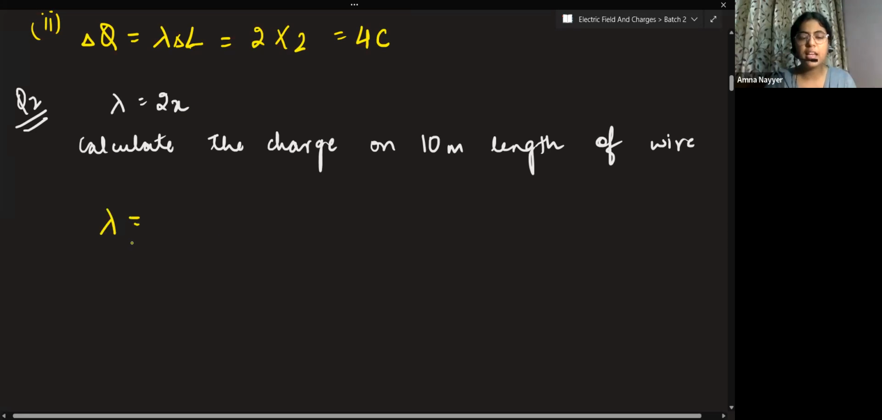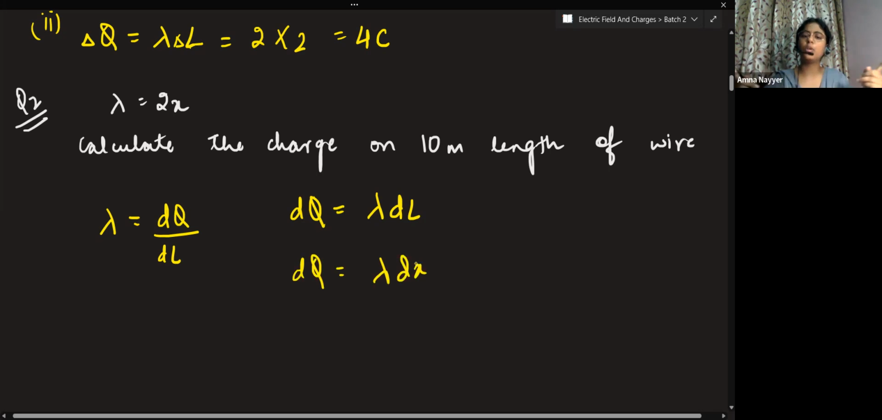So it means we have to consider dq over dl. We can calculate lambda, we have it. We have to find the charge. So dq will be what? Lambda dl. All right, this will be lambda dl. It is given in terms of x, so let's write it also in terms of x. dq will be lambda dx, where x is the total length of the wire, because lambda is given in terms of x.